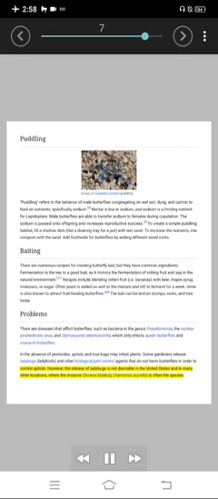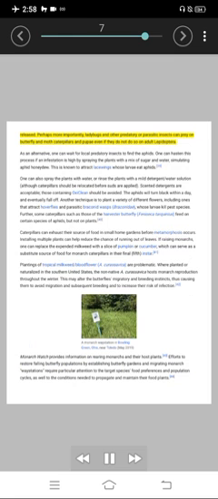Perhaps more importantly, ladybugs and other predatory or parasitic insects can prey on butterfly and moth caterpillars and pupae even if they do not do so on adult Lepidoptera. As an alternative, one can wait for local predatory insects to find the aphids. One can hasten this process if an infestation is high by spraying the plants with a mix of sugar and water, simulating aphid honeydew. This is known to attract lacewings whose larvae eat aphids.